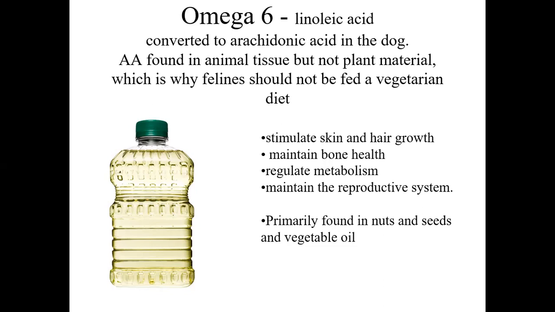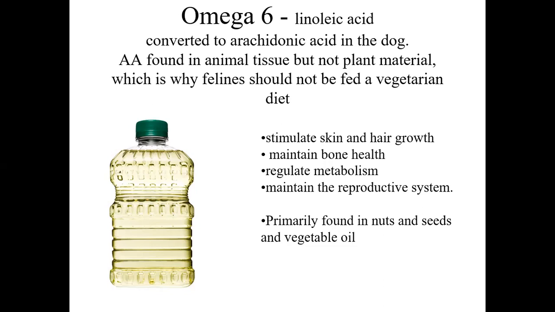Arachidonic acid is only found in animal tissue, which is one of the main reasons why cats are obligate carnivores. Even if you're feeding them, they cannot get arachidonic acid from plant material. They have to get it only from an animal-based source.